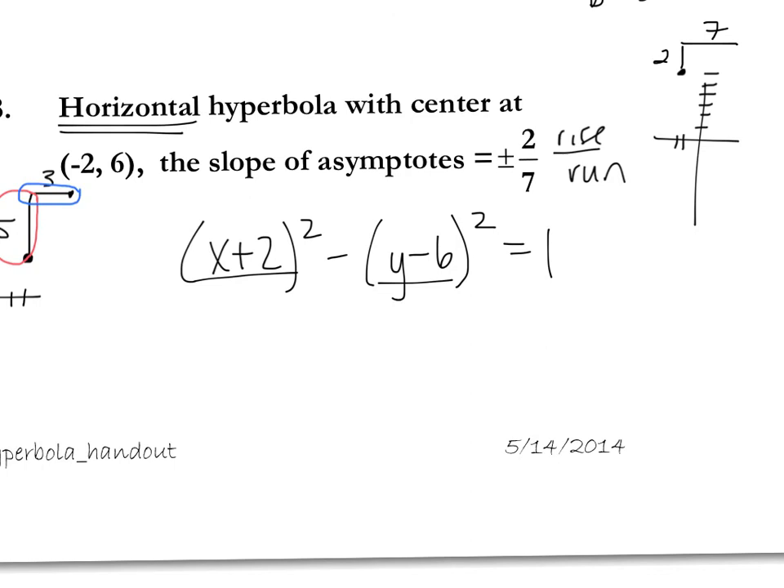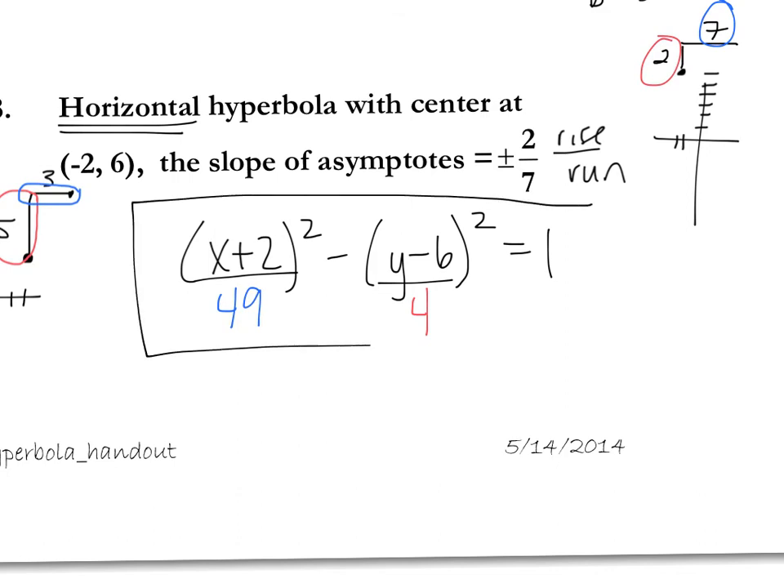But the y change is the 2, so that means that 2 squared is 4, which goes here. And then the x change left and right was the 7, which means 49 goes here. So the slope doesn't change depending on whether it's horizontal or vertical, so just keep that straight. Slope is always rise over run, so the top number is always your y number because that's how you graph slope. So just keep that in mind.